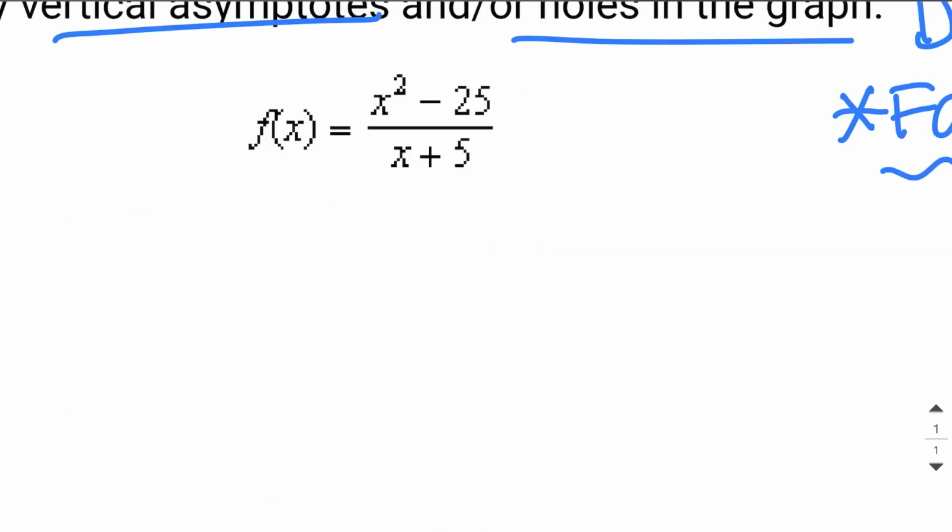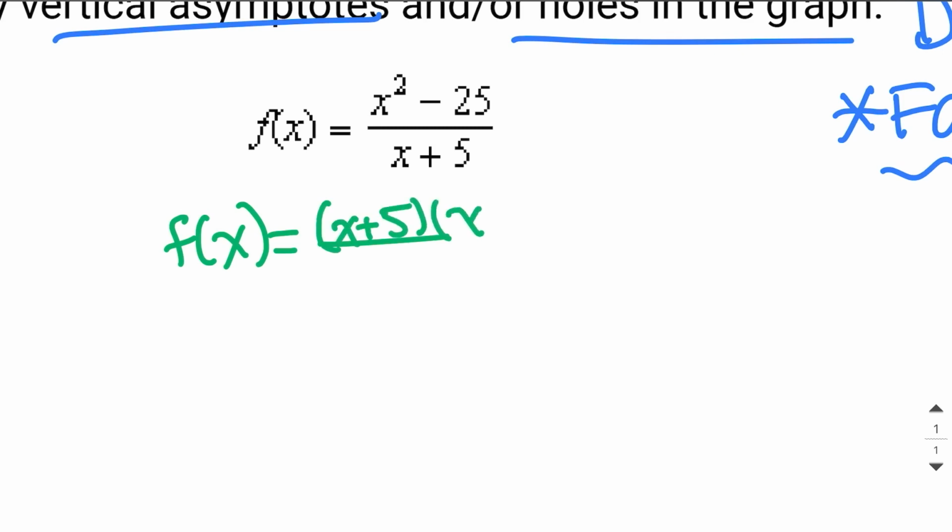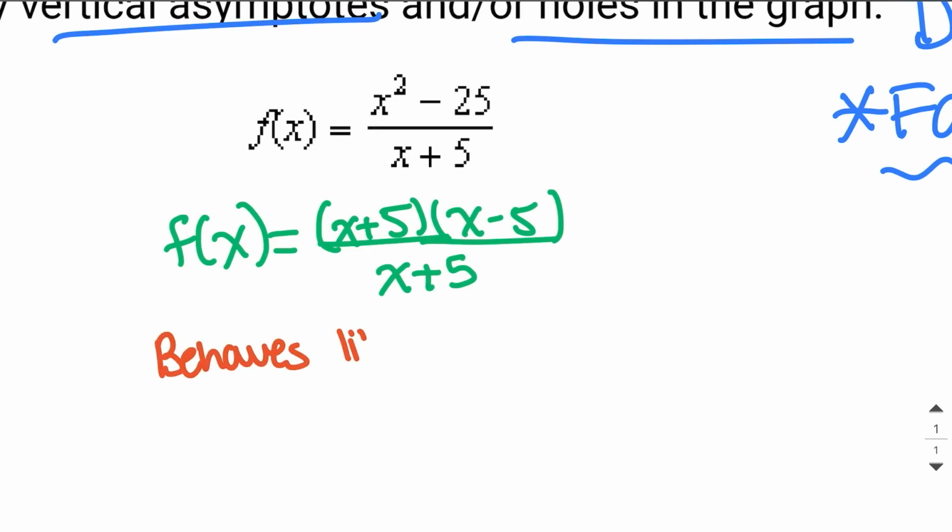In the next example, it's a very similar idea here, but I want to factor as well. So f of x right here is going to be equal to, now in the numerator, that's a difference of squares. So I can factor it as x plus 5 times x minus 5. And then I can look at the denominator, and there's nothing I can factor with that. So I'm just going to write down x plus 5. Now, this x plus 5 and this x plus 5 divide out. So we're going to say that f of x behaves like g of x, which is the simplified version of f of x, which would just be x minus 5.